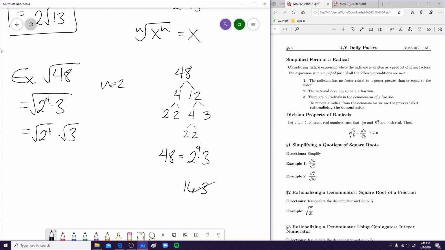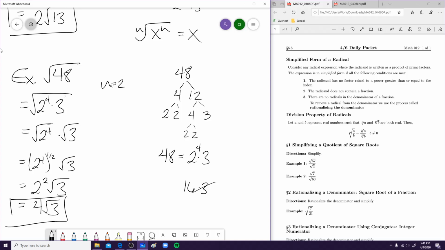So when I look at 2 to the 4th, another way to look at this would be 2 to the 4th times 1/2, right? Because the square root of x is x to the 1/2, square root of 3. So I'm going to use the power of a power rule. What's 4 times 1/2? That is 2. And then we have to simplify this more. What's 2 squared? It is 4. So the square root of 48 can be simplified to 4 square root of 3.